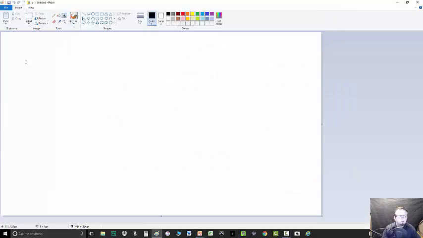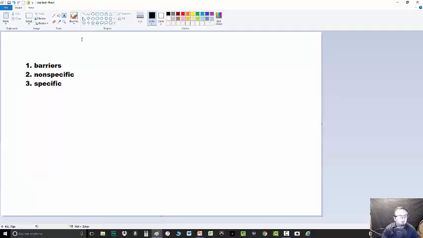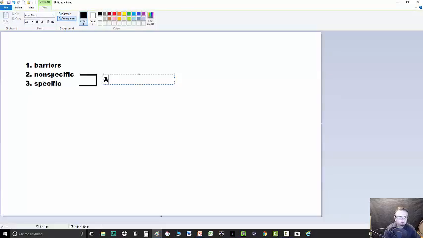So let me just put that here like we were on the whiteboard. Our first level is barriers. Our second level is the non-specific. Our third level is the specific. And what we're really saying here is that between the non-specific and the specific, we have antigen presenting cells that are going to bridge this gap. So APCs, antigen presenting cells, the most common being macrophages.